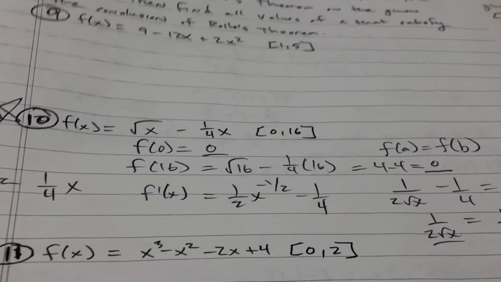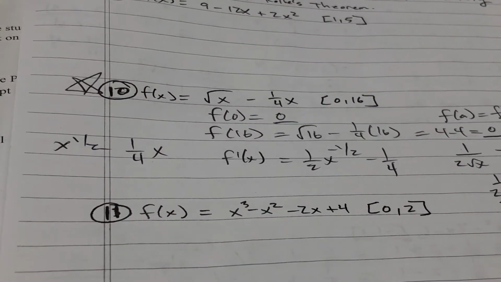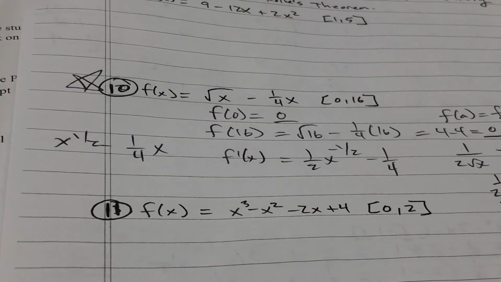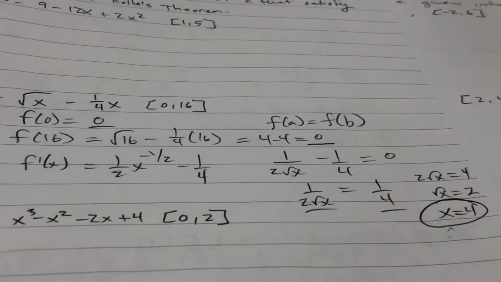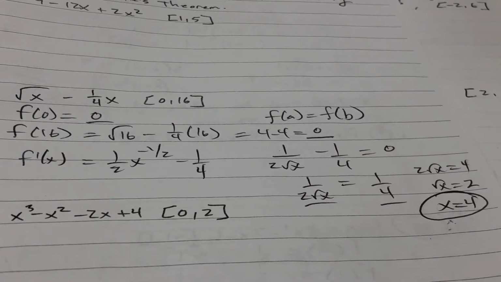So I need to figure out what the derivative is. I have x to the 1/2 minus a quarter x. That means f prime of x is 1/2 x to the negative 1/2 minus a quarter, which is also 1 over 2 root x minus a quarter equals 0, which is 1 over 2 root x equals a quarter. Do a little cross multiplying. I got x equals 4. x equals 4.